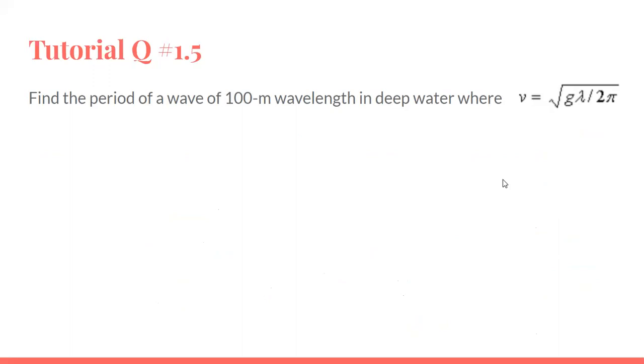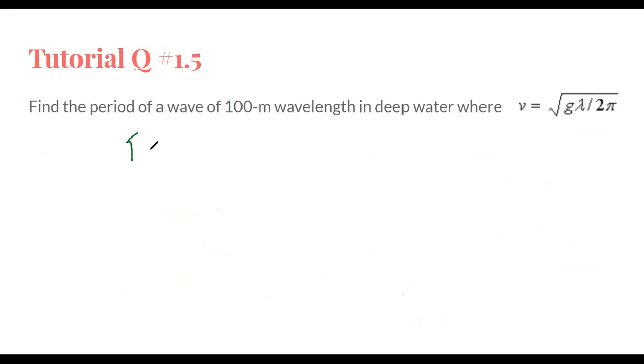So we're in deep water here, and we can actually find out how fast waves travel in deep water if we know the distance between the crests of the waves. And we're asked to find the period. Well, really what this question is asking us is to find the period.